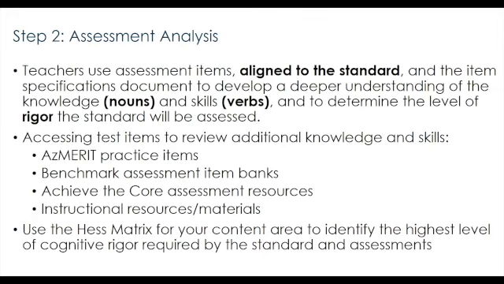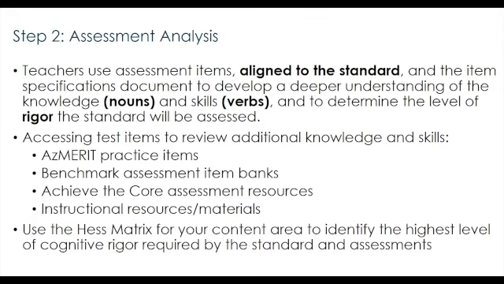Once you've got items that are aligned, or you're using the item specifications document, we're going to have you go through and identify additional knowledge and skills. Again, those nouns and those verbs to help determine what other components are required for students to be successful. And then from that, we're going to have you use the Hess Cognitive Rigor Matrix to determine the level of rigor of the standard.